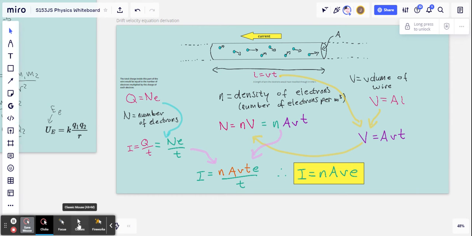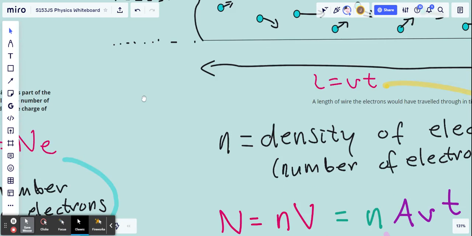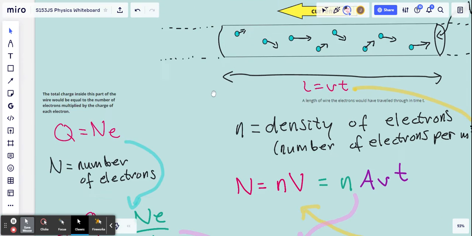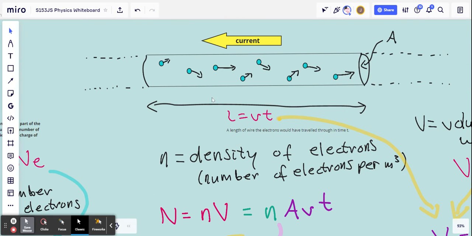Right. So this is the equation for drift velocity. Let's have a look at how I derived it. If we've got a wire of length L with all these electrons in it, we can say capital N represents the total number of electrons in that bit of wire. And clearly the wire continues later on, and it's all part of a circuit.